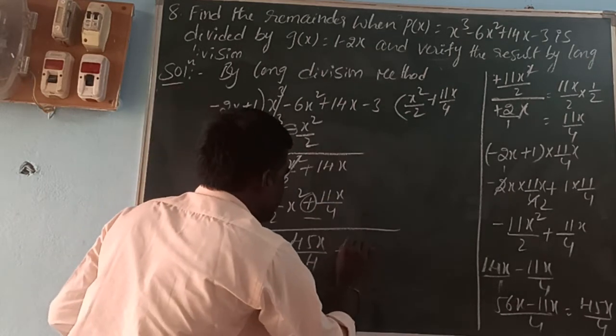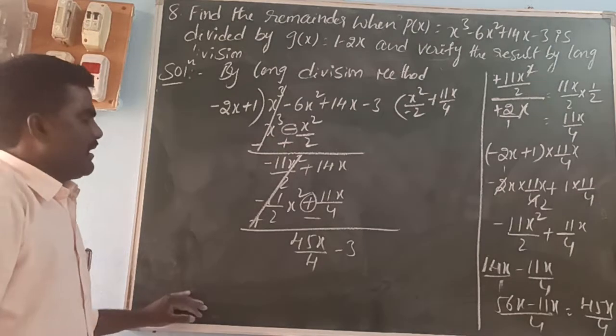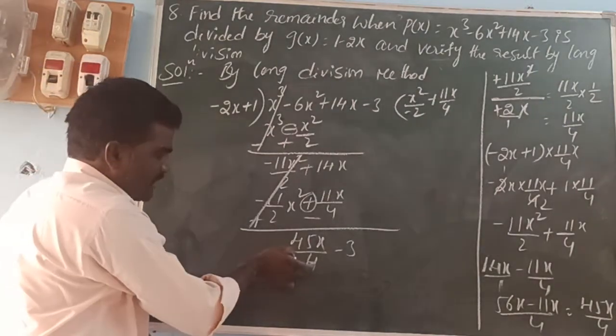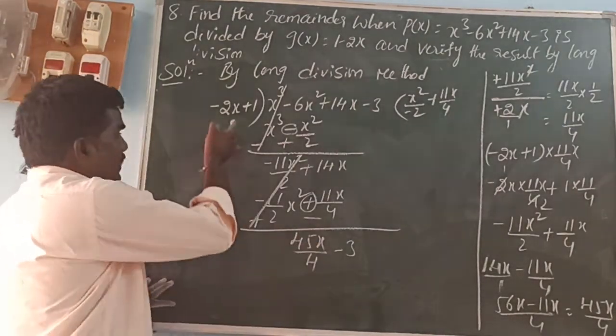Draw down next term, that is minus 3. Okay, here in the dividend, what is the term? 45x by 4. In the divisor, what is the term?